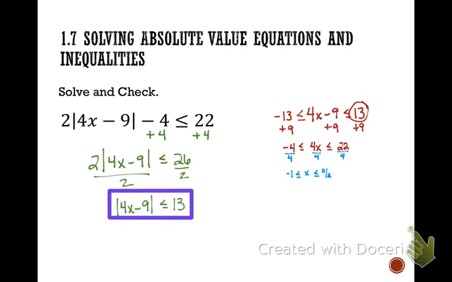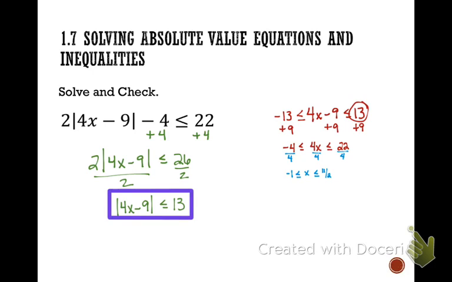Now, if I would actually have to graph this, what would my graph look like? Would it be, first off, open or closed circles? Closed circles. Would it be shading inside or out? Inside, right? Because remember, it's real simple. Where's the x at? It's in the middle, so that's where I should shade.